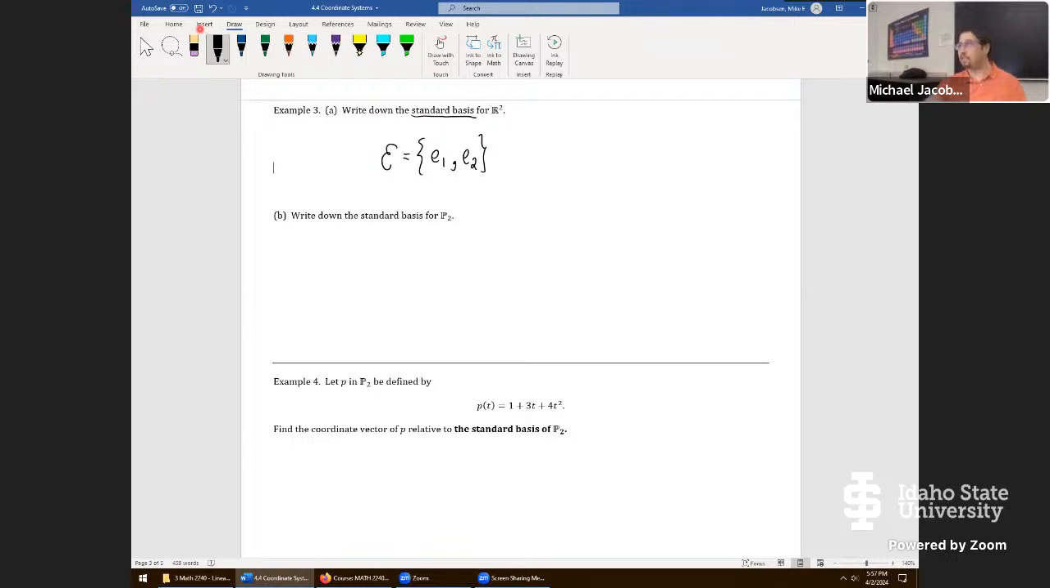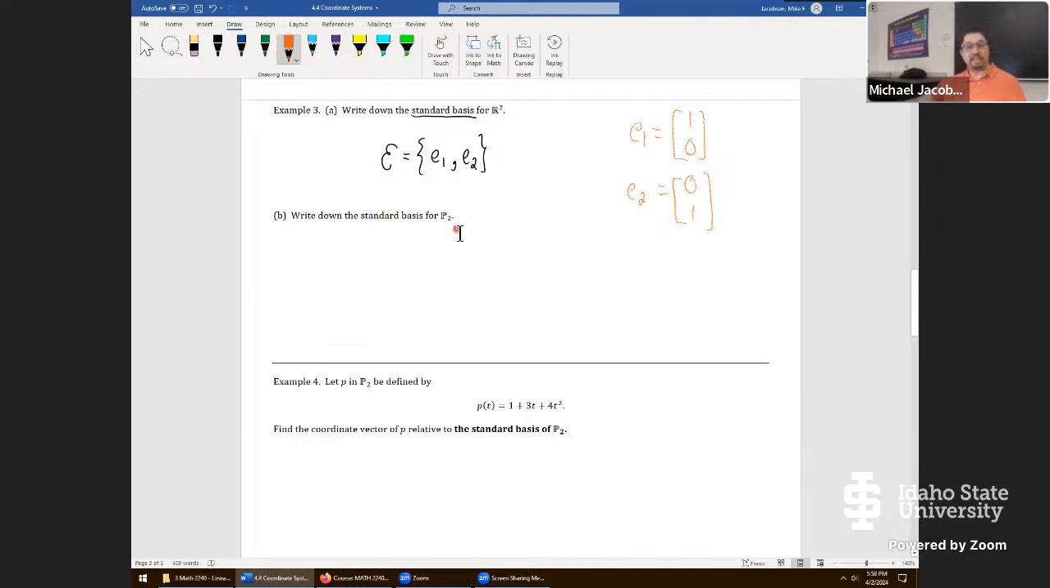I'll assume you know what E1, E2 is, but let's put it down here for emphasis, at least for the notes. Where E1 is (1, 0), and E2 is (0, 1). It's a terrific basis, and this basis right here, again, is called the standard ordered basis.